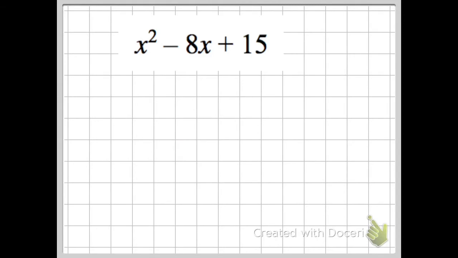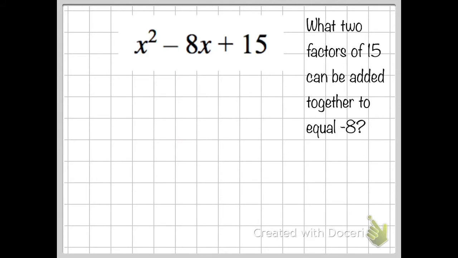The second example has a negative number. So how do we deal with this? The question is, what two factors of 15 can be added together to equal negative 8? We start the same way, and now we look at the factors of 15. Now the only way we can get a plus 15 is if both factors are positive or both factors are negative. But we can't ever get a negative number using positive numbers only. So that means that both factors should be negative.